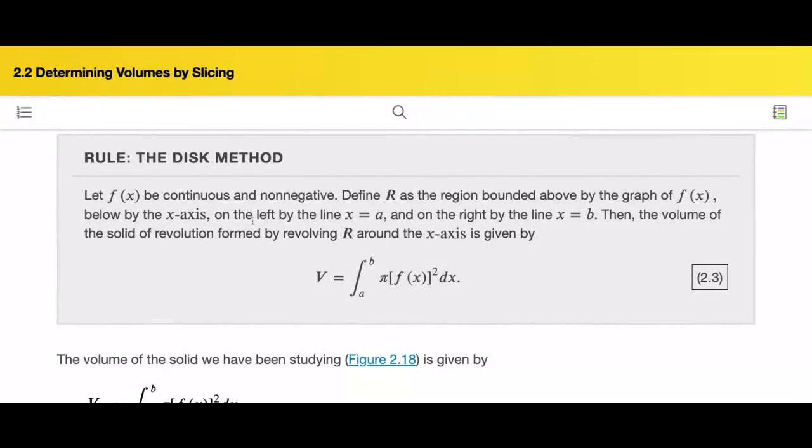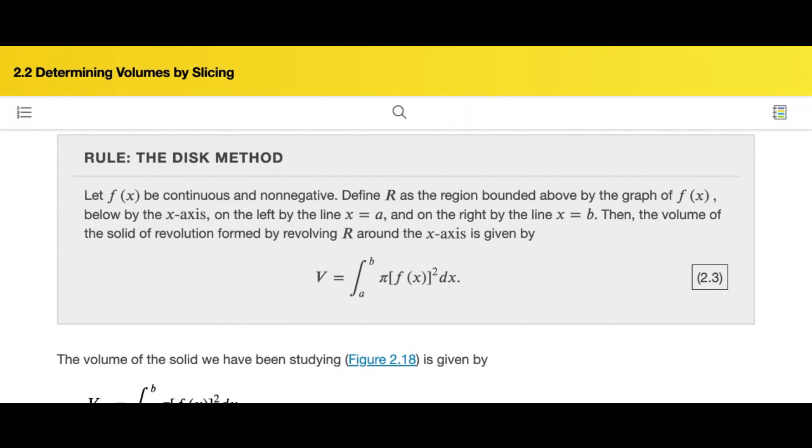On the left by the line x equals a, on the right by the line x equals b. So the lower limit is a, the upper limit is b. Then the volume of the solid of revolution formed by revolving the region around the x-axis is given by this: pi r squared. So this is the typical one, because when we rotate over the x-axis, over the y-axis, or over any other line, the section will be a perfect circle. That's why we call this the disk method.